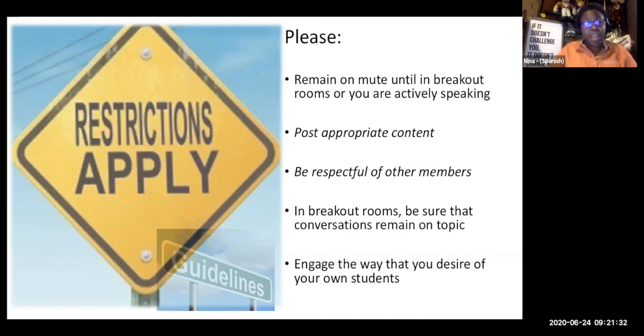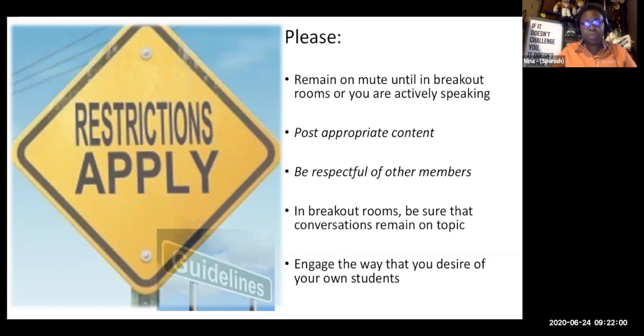Now, I'm going to ask you to talk to me one more time in the chat. And this is just going to be how it goes, because we're virtual and there's 77 of us, so we can't talk all together. However, I would like for you, if you would humor me, the last one, to engage the way that you desire of your own students. This is one of the ones that is specifically for adults and teachers more than it is for the students.